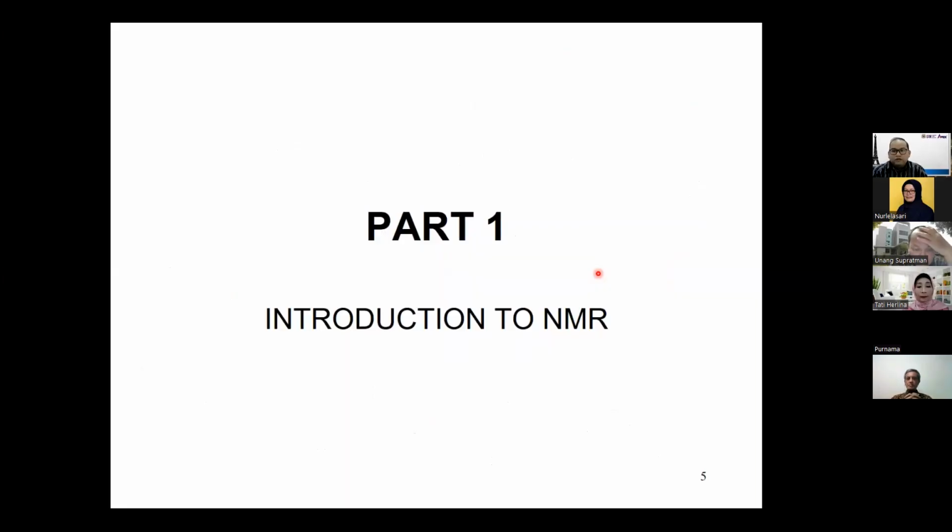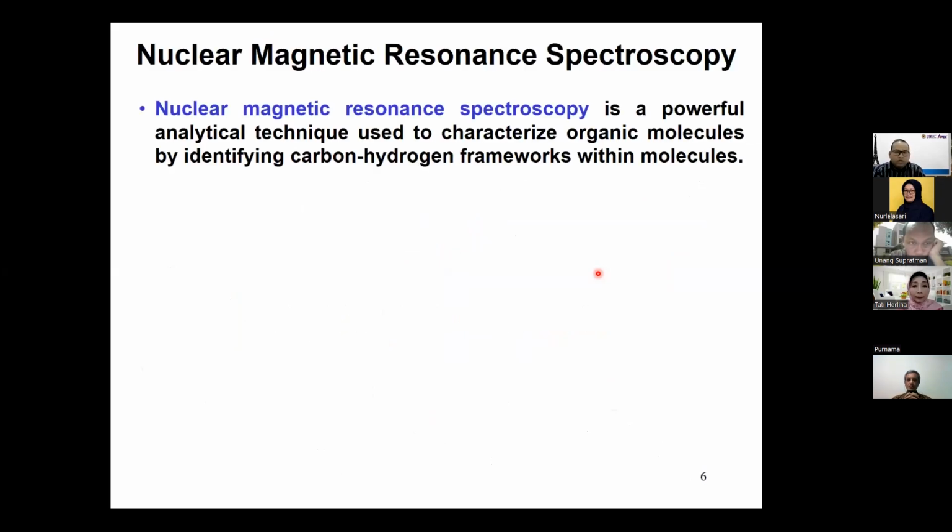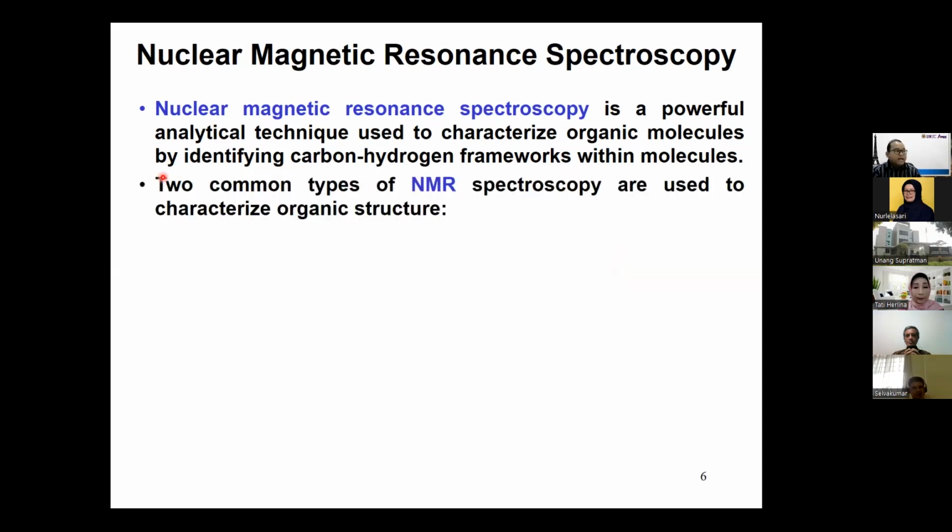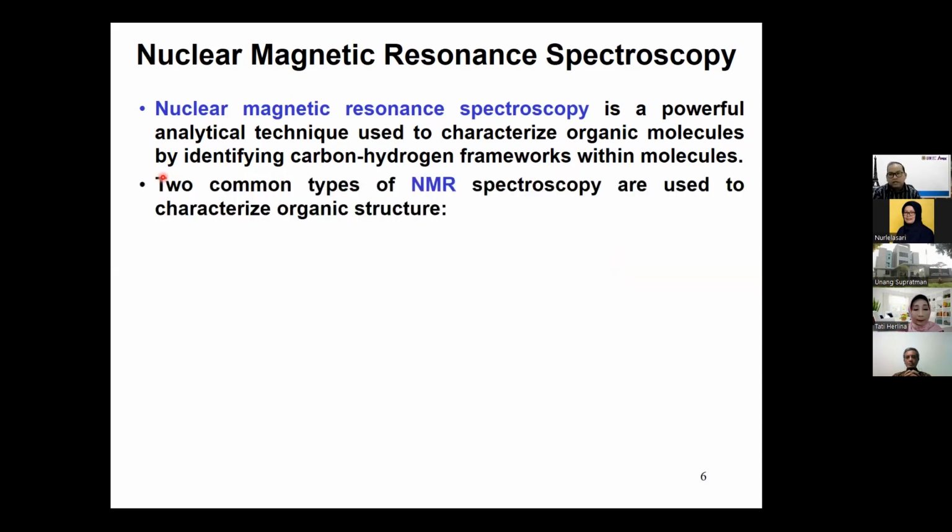So for part one, there are a few parts here. The first part is an introduction to NMR. And we know that NMR is a powerful analytical technique. Every university, every researcher needs to have at least one. The use is the characterization of organic molecules by identifying the carbon-hydrogen frameworks, the usual components that exist in organic compounds. And there are two common types in NMR spectroscopy.